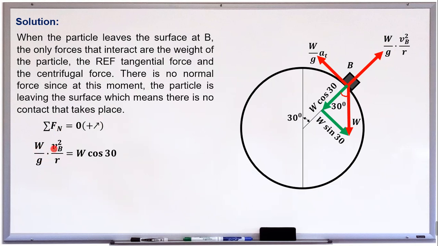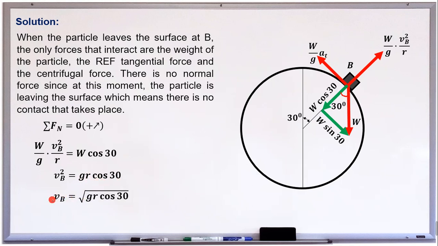So we have W over g times VB squared all over r. That is equal to the negative force. I already transposed this one to the other side. So we have W cosine 30 degrees. Now, as you can observe in this equation, the weight is common, so cancel that out, leaving VB squared is equal to, then multiply both sides of the equation by gr. So you have this expression on the right side of our equation. This is gr cosine 30 degrees.